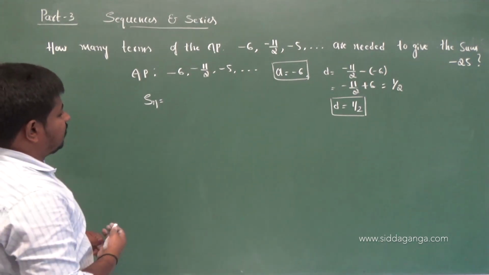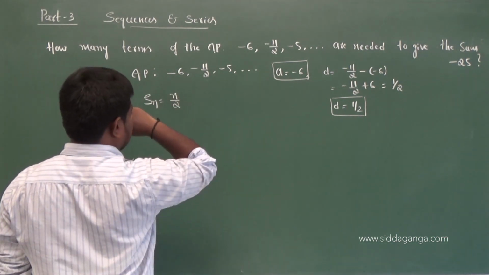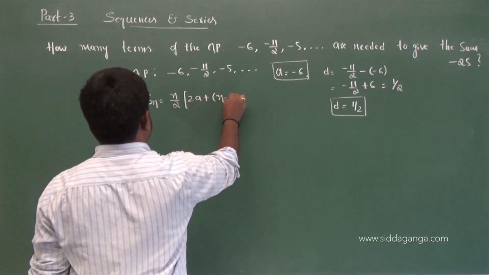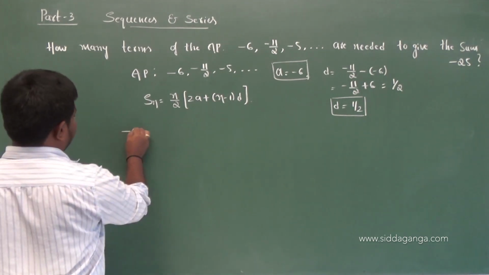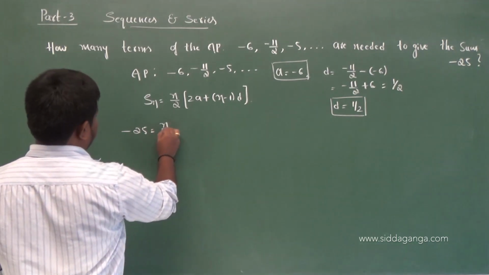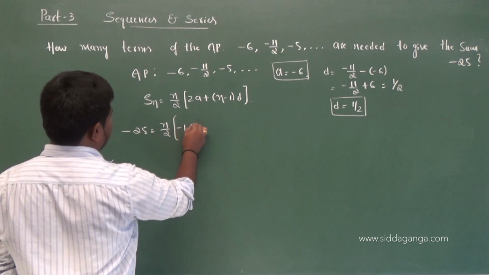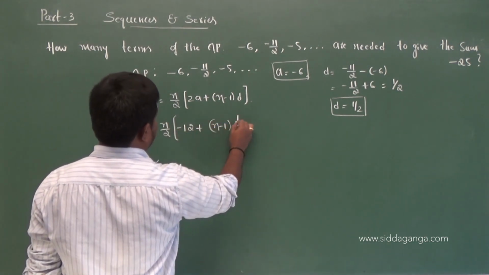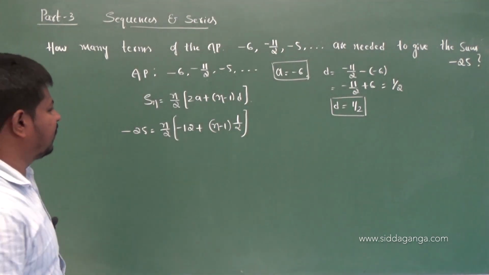Okay, now Sn is equal to n by 2 into 2a plus n minus 1 into d, right? Now Sn is given, that is minus 25. The sum of the terms is given, we don't know the number of terms. So n by 2 into 2 times a, with a equal to minus 6, so minus 12 plus n minus 1 into d, where d is 1 by 2. So let me simplify this, you get the value of n.